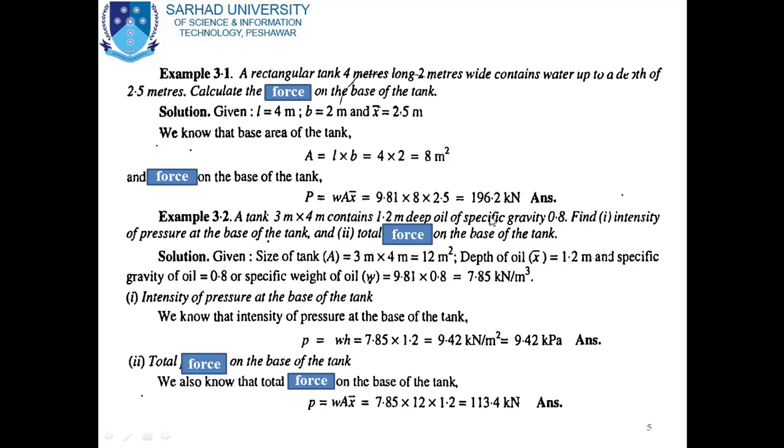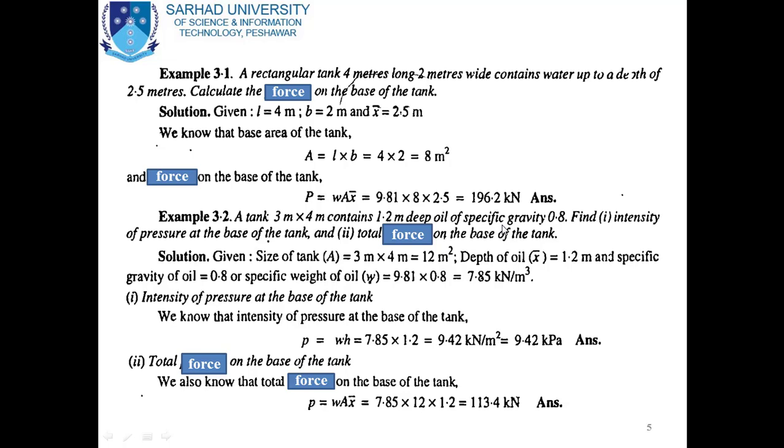Next is example 3.2. A tank 3 meter into 4 meter contains 1.2 meter deep oil of specific gravity 0.8. Find number 1, intensity of pressure at the base of the tank, and number 2, total force on the base of the tank.